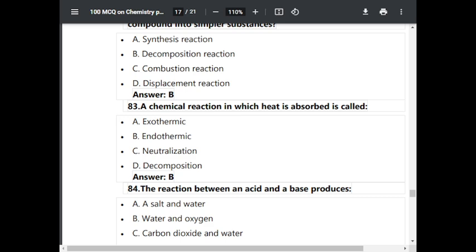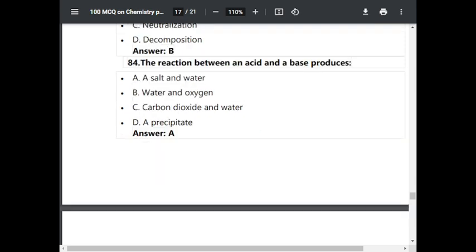Question number 84. The reaction between an acid and a base produces. Option A salt and water, option B water and oxygen, option C carbon dioxide and water, option D precipitate. The correct answer is A, salt and water. The reaction between acid and base produces salt and water.